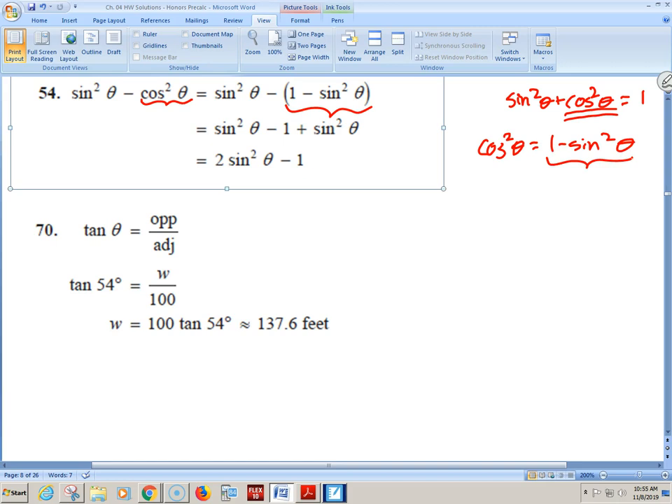Then last but not least, number 70, I think it was one of those word problems, those practical ones, like, use trig to solve problems. They gave you an opposite and an adjacent. That was unknown, this was known, and so if you threw in the angle, you were able to solve.